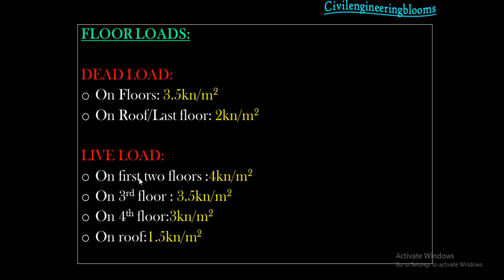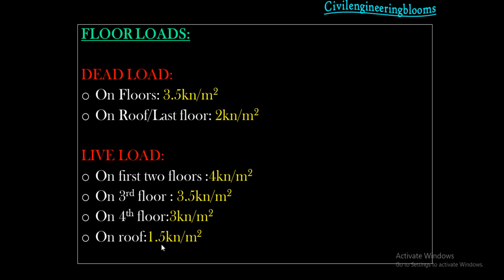Right now I have taken the first two floors at 4 kilonewton per meter square. The third floor is 3.5 kilonewton per meter square, and the fourth is 3 kilonewton per meter square. And for the roof, the last floor, it is 1.5 kilonewton per meter square. Now we will see how to assign these loads in STAAD.Pro.